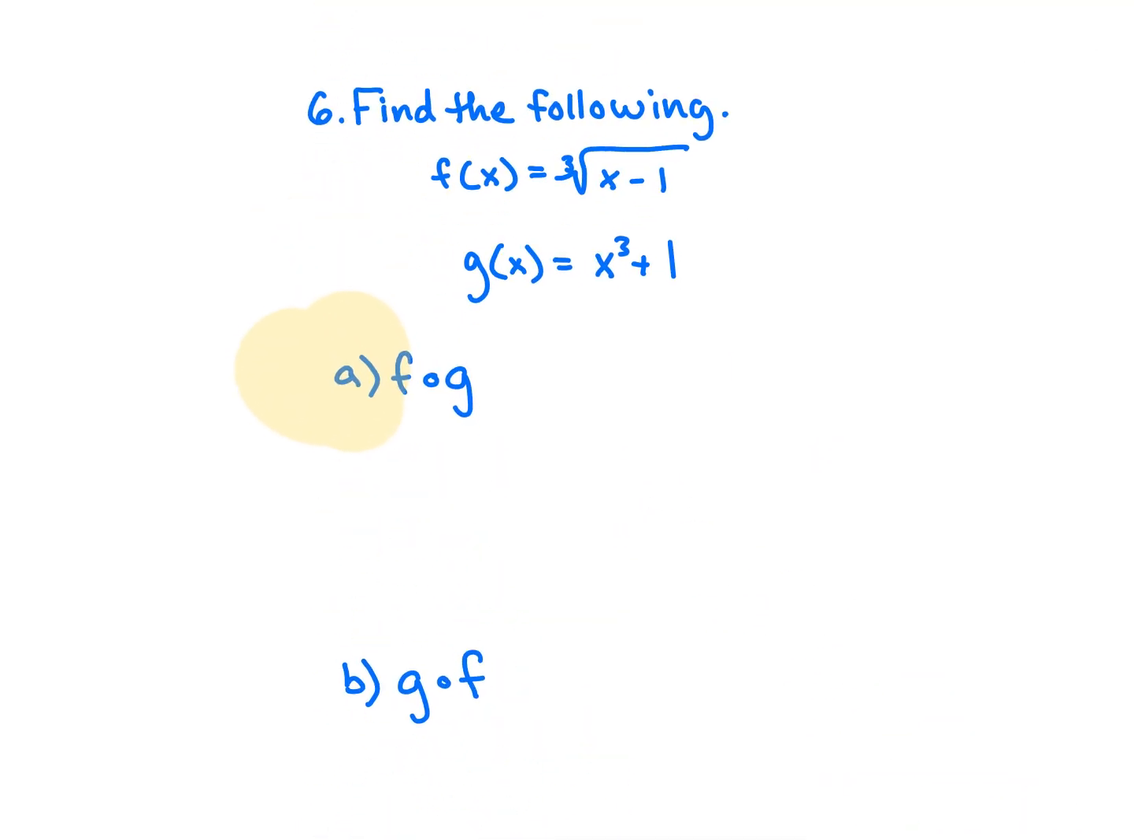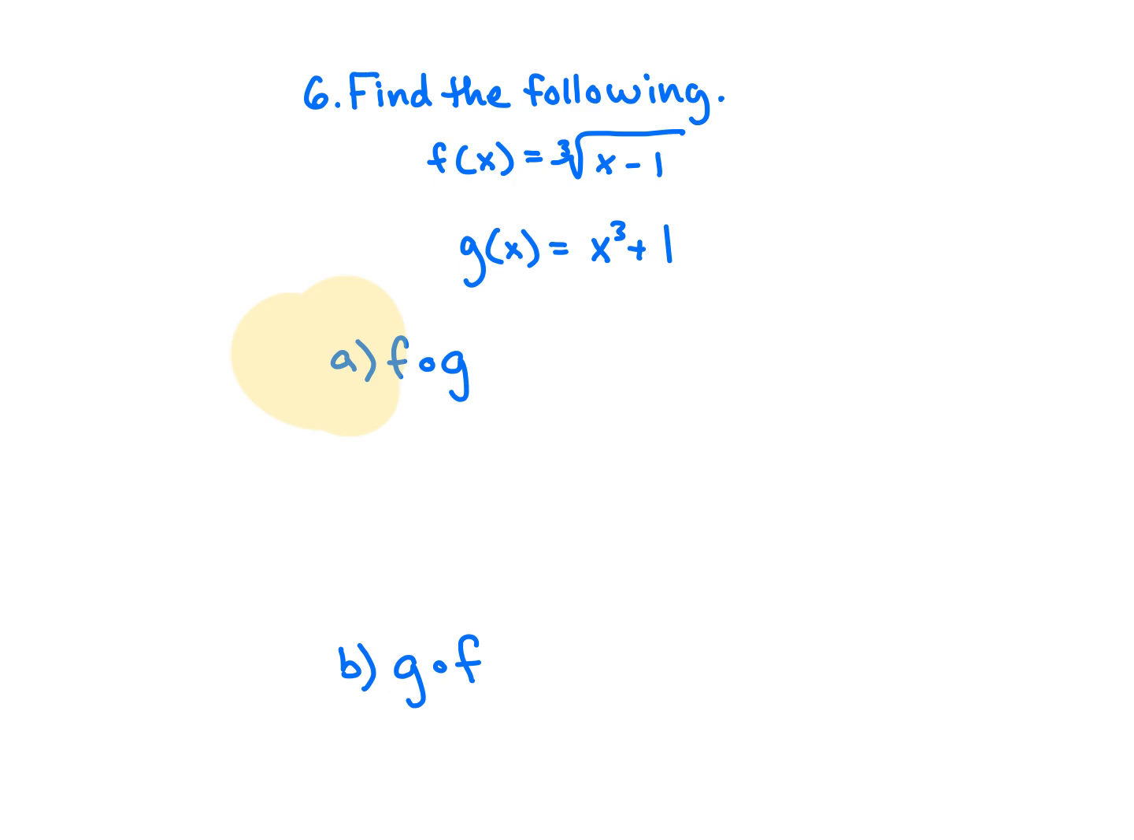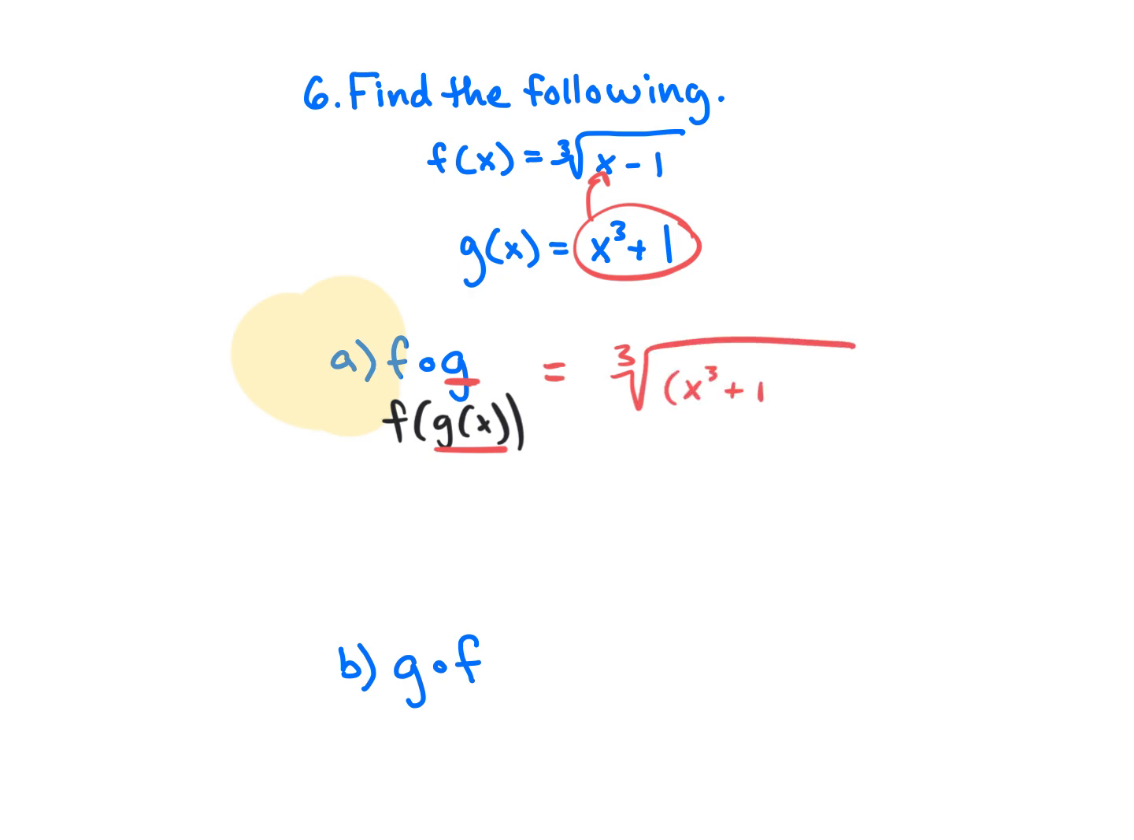All right, let's look at the next page. For A, f of g is the same thing as saying f of g of x. It can be written either way. Which one's on the inside here? G. So if it's written the first way, the second function is what goes on the inside. So g of x is going to go inside of f of x. So we have the cubed root of x cubed plus 1, minus 1.